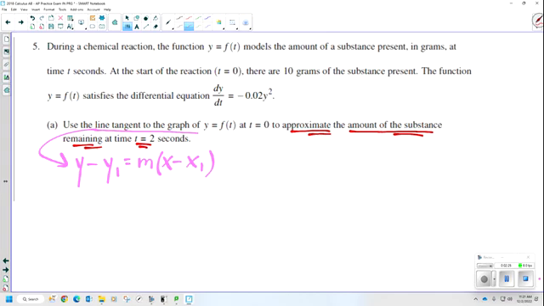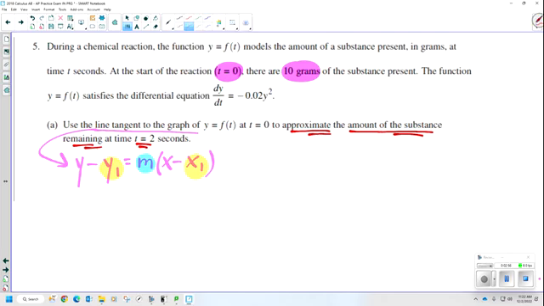All right, so when I need to come up with an equation of a line, I need three things. I need a coordinate, an x and a y, and then I need a slope, which is m, and slope is the same thing as derivative. So what do we got here? Well, the only point that I see in the write-up is that at time 0, there are 10 grams.